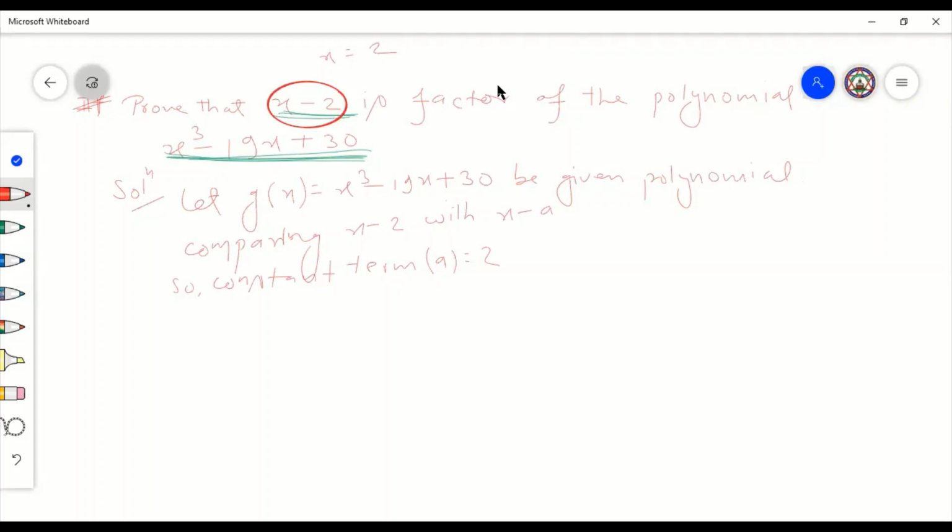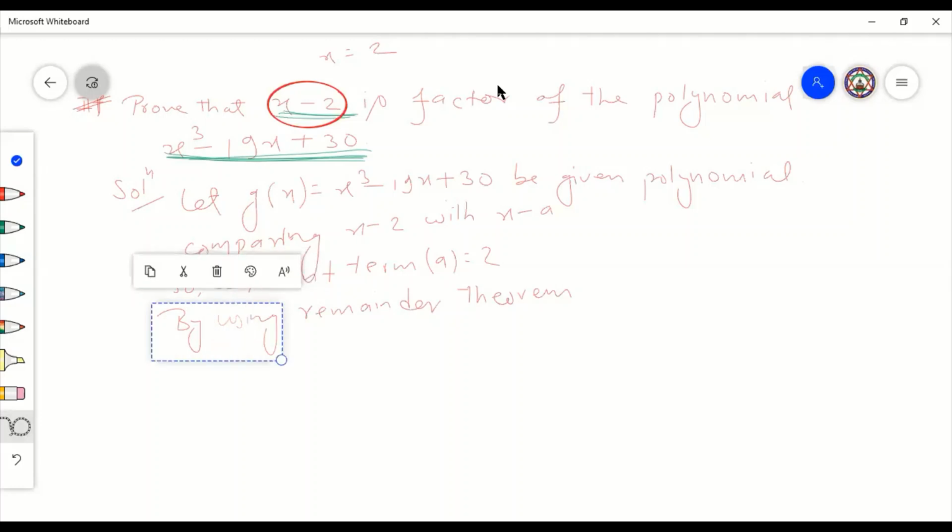By using remainder theorem, now in this part, if we use the remainder theorem, we still need to write the remainder theorem over here, because we are not going to find out the value of the, so in this part, we just substitute the value here.